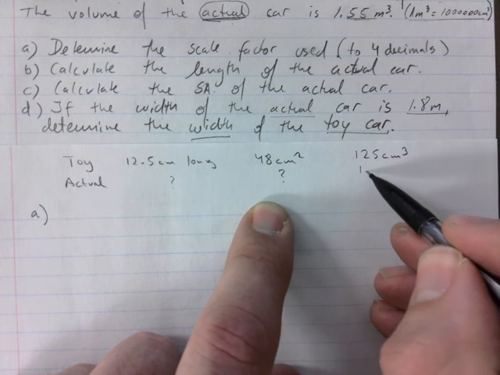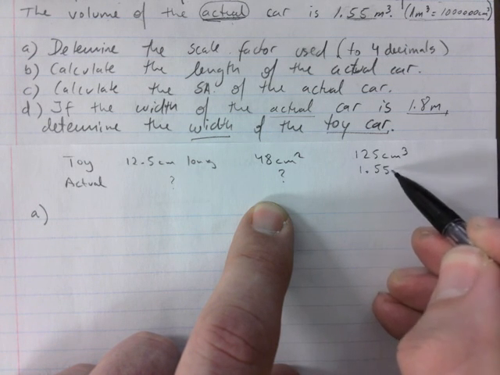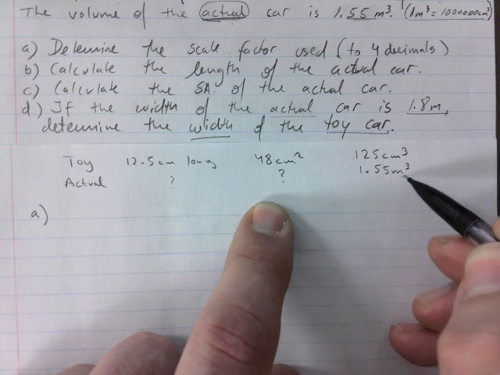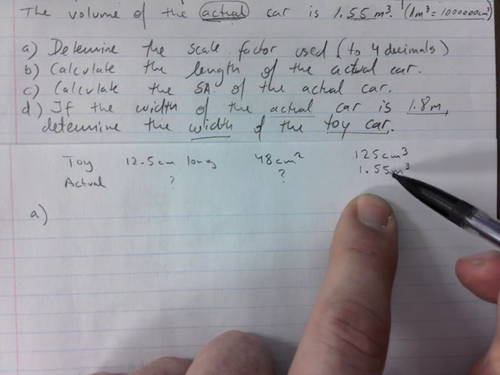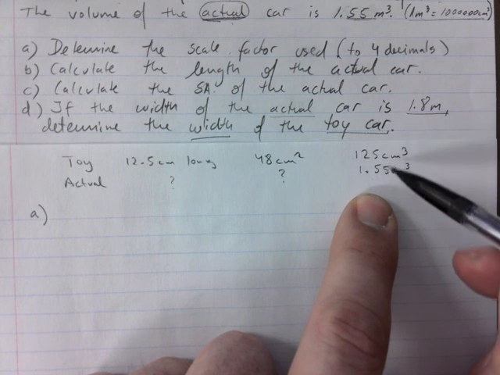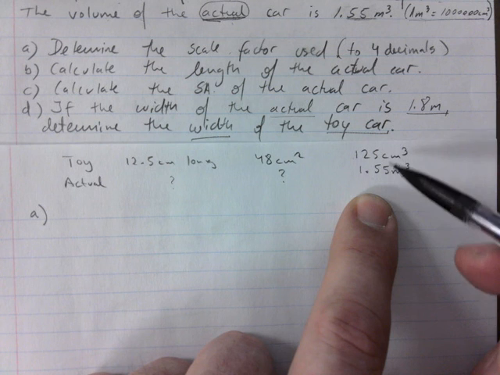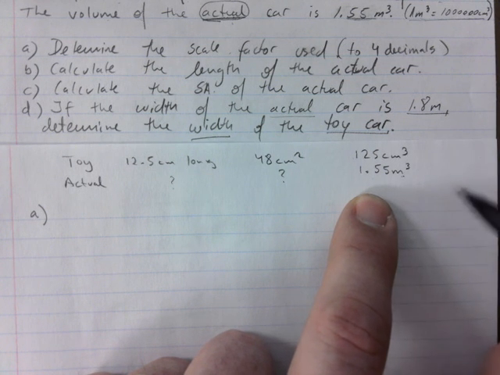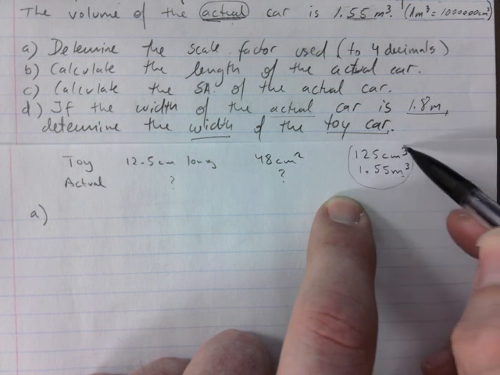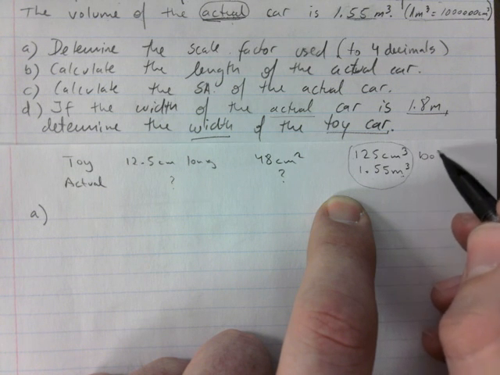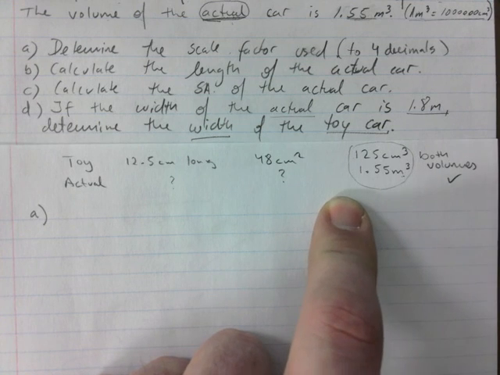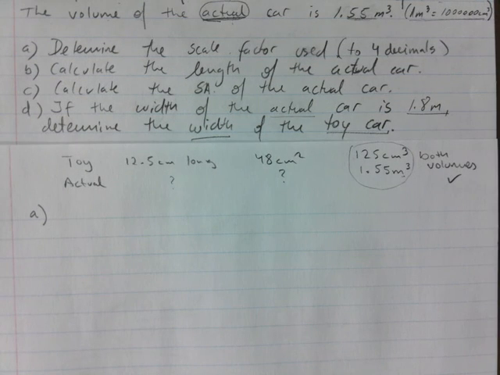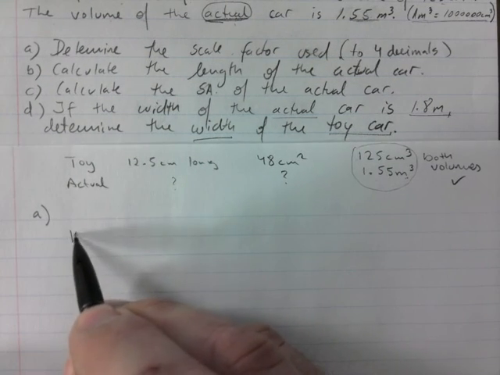But I am given a volume of the actual, and there's the key. When you see that lining up, it's like, oh yeah, I've got both volumes. That's gold here. That's what you want. So we have both volumes. That is a check mark there. And that's how you will be able to get your scale factor. Okay. So volumes are involved.